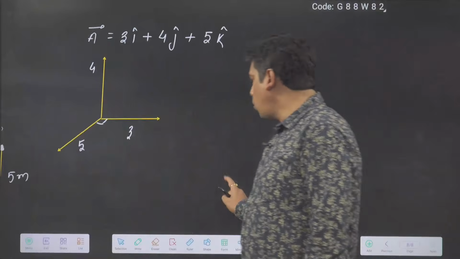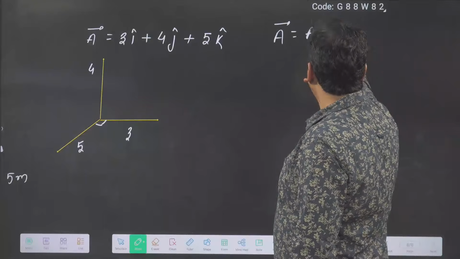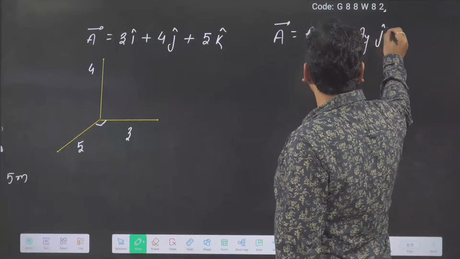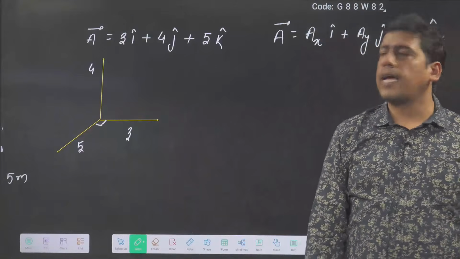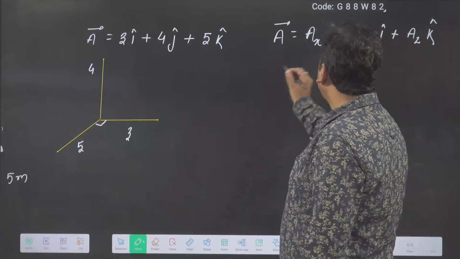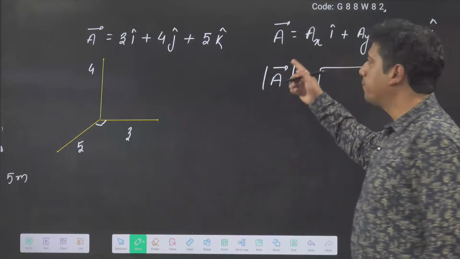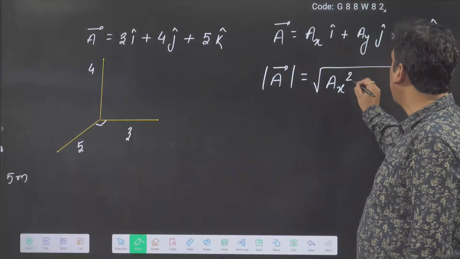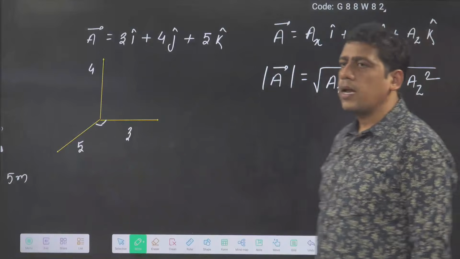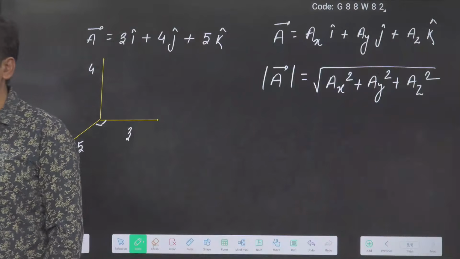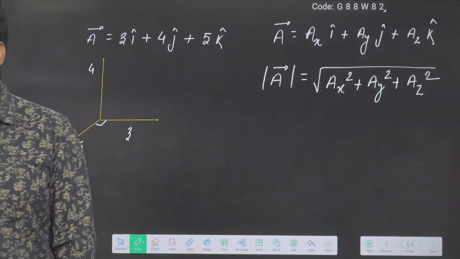Just tell me how to find the magnitude if a vector is written as, let's say, AX i cap plus AY j cap plus AZ k cap. What can be written about its magnitude? Simple. We will discuss how we are writing this, but remember for now, AX square plus AY square plus AZ square under root. Yeah, these are orthogonal vectors. Orthogonal means mutually perpendicular.